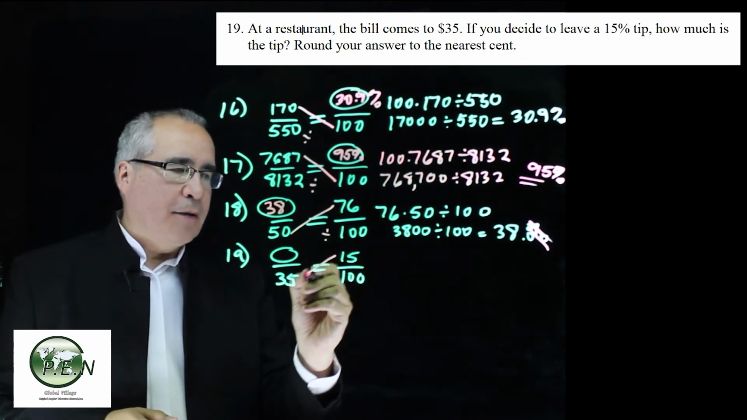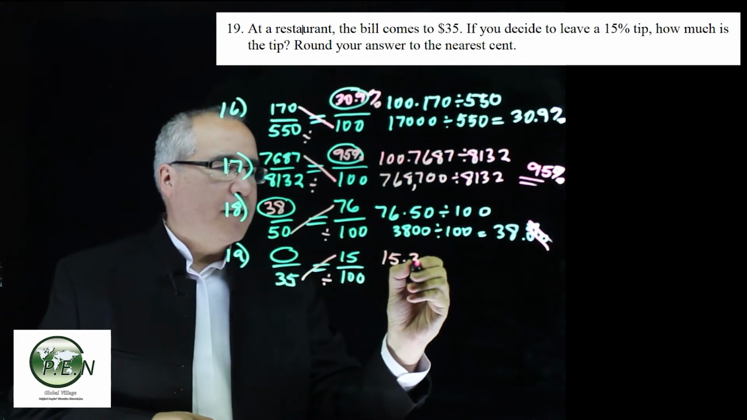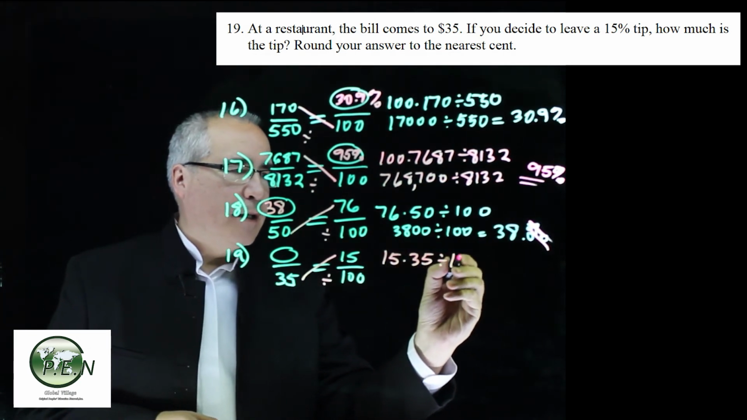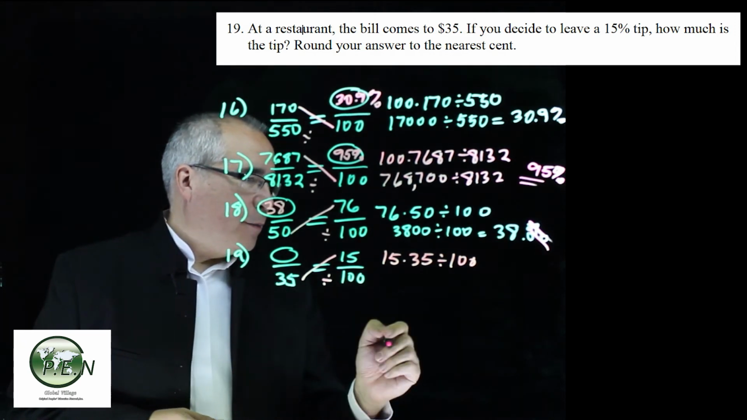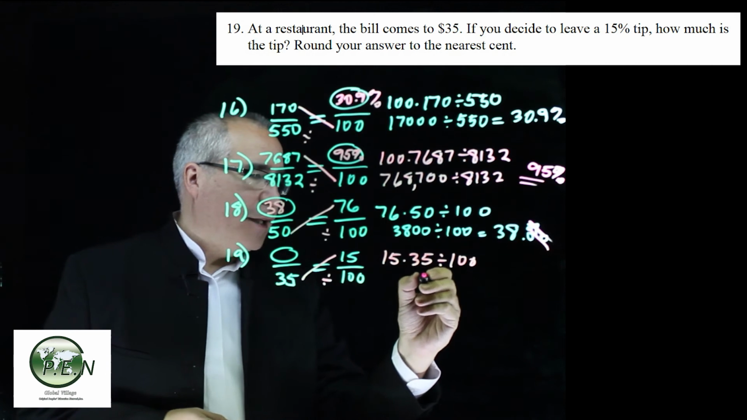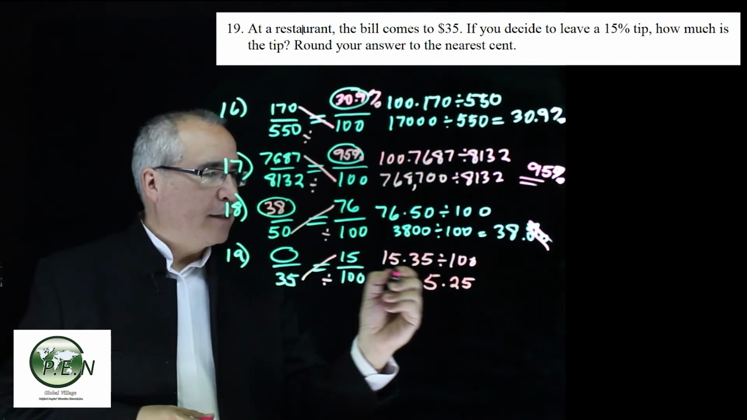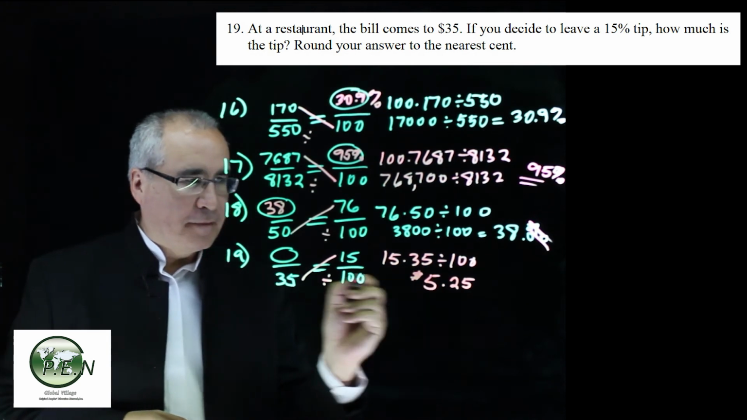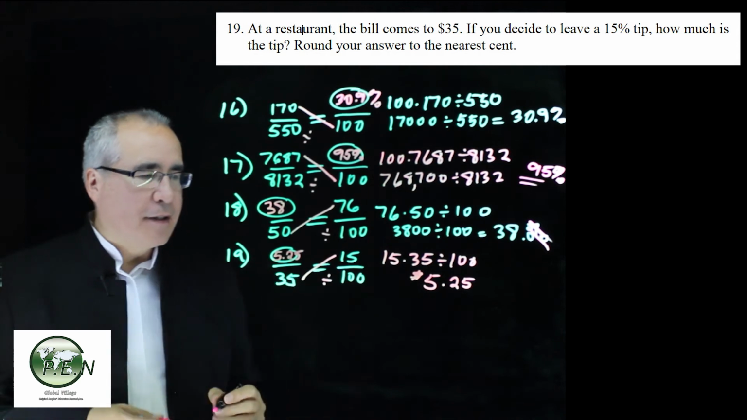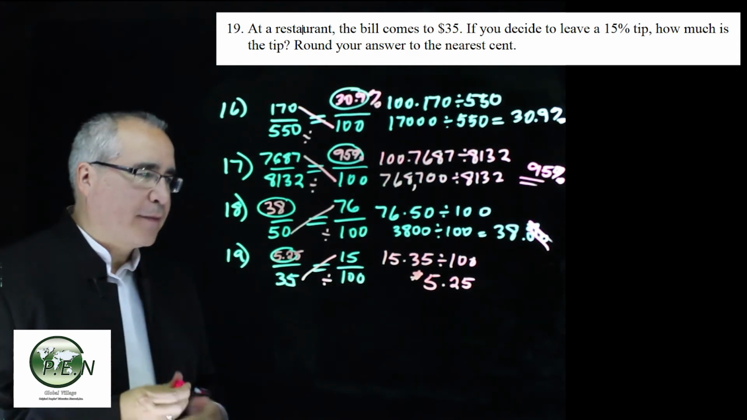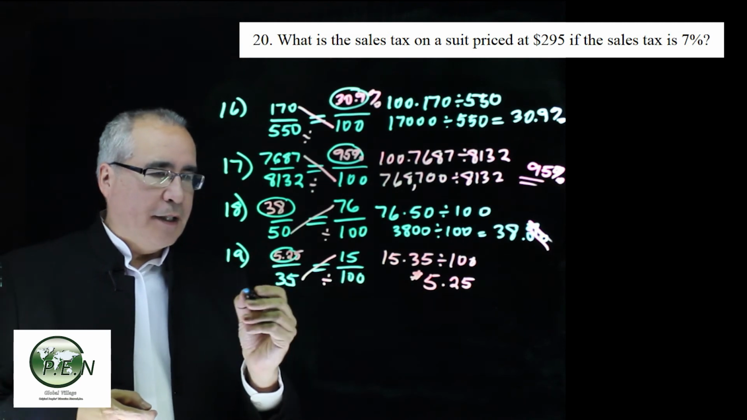So again, we do our cross multiplying, divide. So that's 15 times 35 divided by 100. We do it all together and we get 5.25. And that's dollars, it's not percent. Okay, I got it that time. $5.25. That's the tip we should leave, or we've chosen to leave. Round it to the nearest cent.